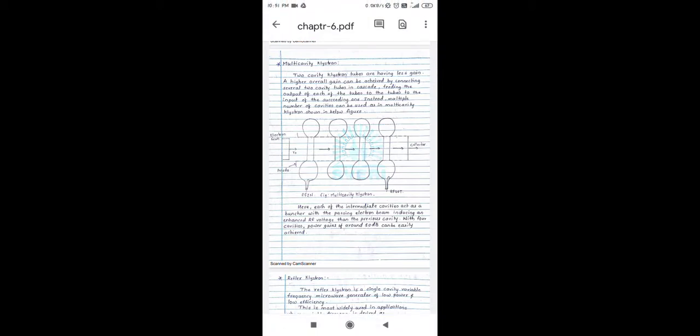Here each of the intermediate cavities acts as a buncher with the passing electron beam, inducing an enhanced RF voltage than the previous cavity. With 4 cavities, power gains of around 50 dB can be easily achieved.